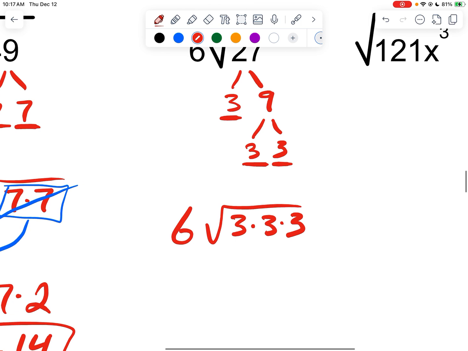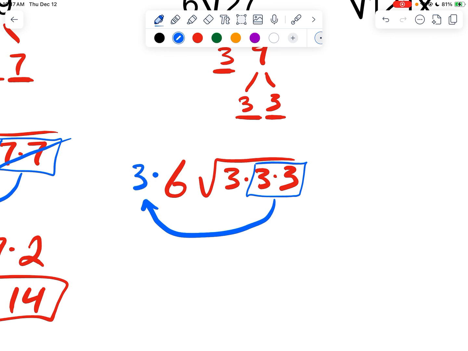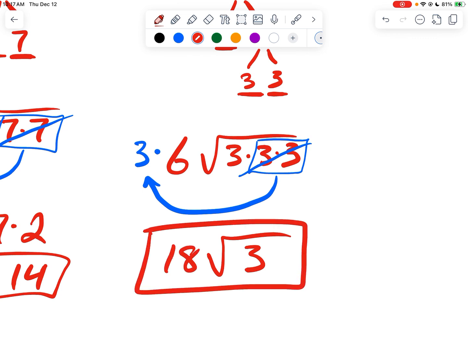Once again, I can only take out pairs of numbers. So I do have a pair of 3s right here that can get moved out. But unfortunately, there's still one 3 left behind. He just has to stay inside the square root. So that little 3 that was left over stays inside the square root. And on the outside, we want to do 3 times 6, which gives us 18.